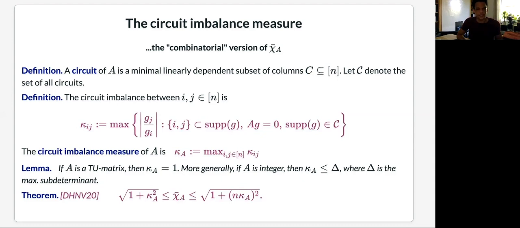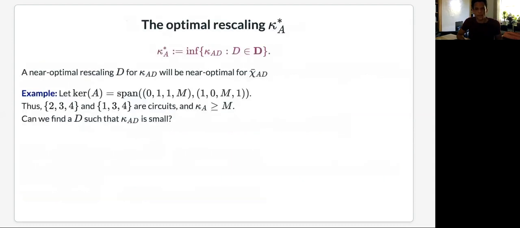Because here we can ask the same question: how can we find the rescaling that minimizes this circuit imbalance measure kappa? So we define kappa star to be the infimum of kappa(AD), where D is again a positive definite diagonal matrix, which then leads to a rescaled instance AD.